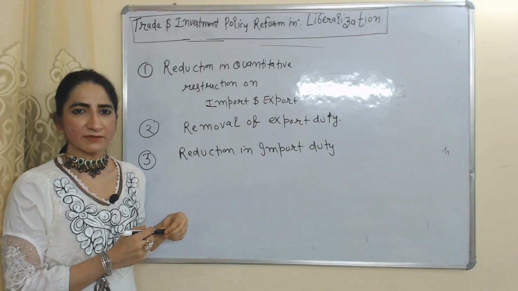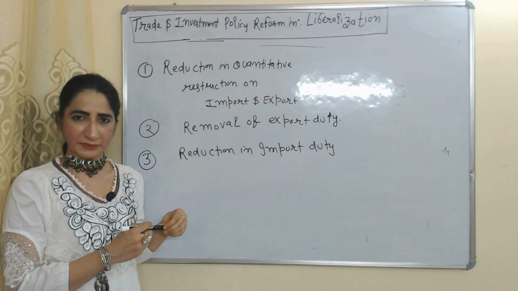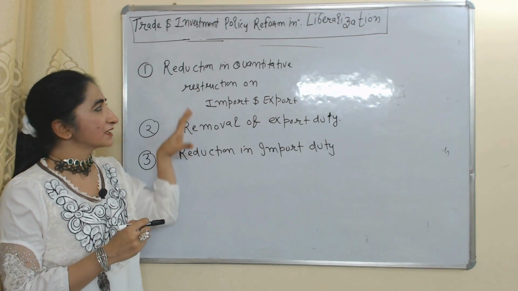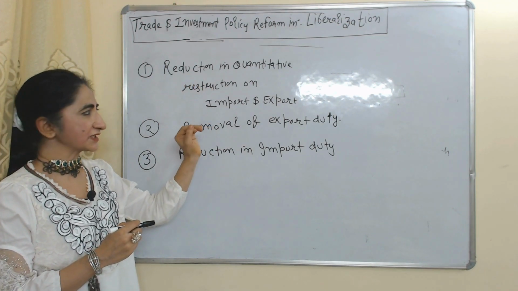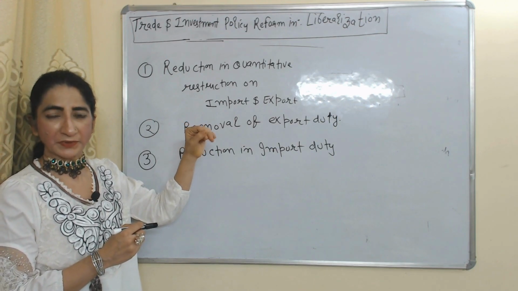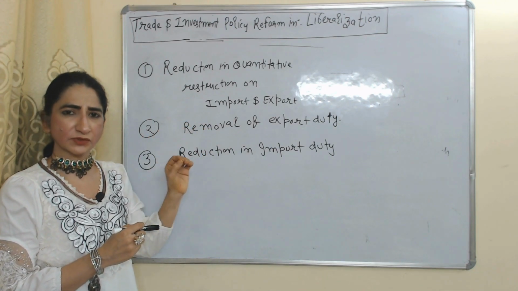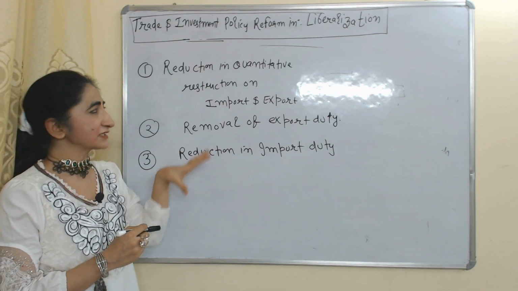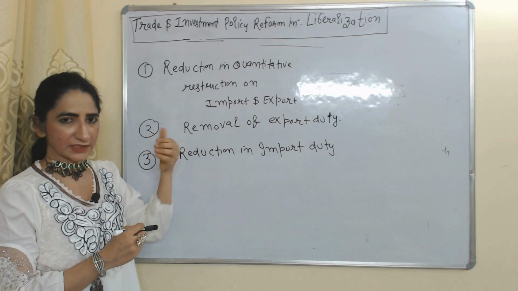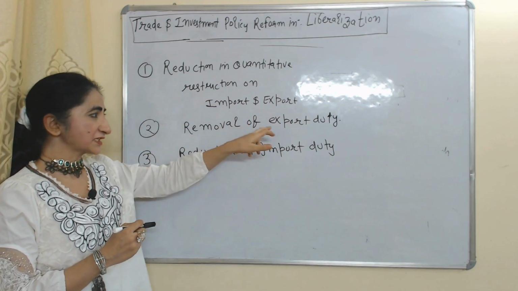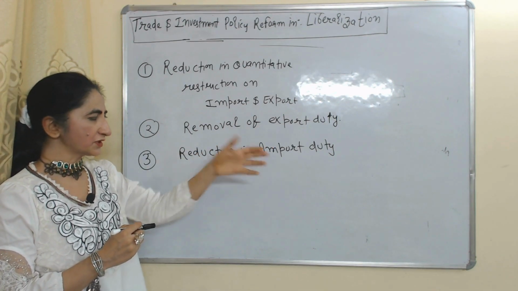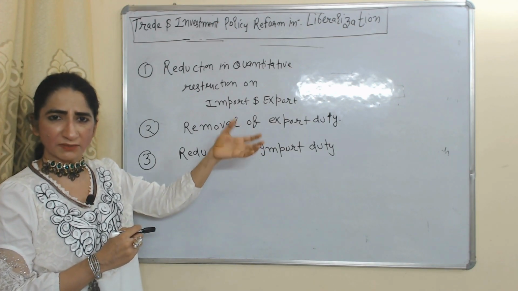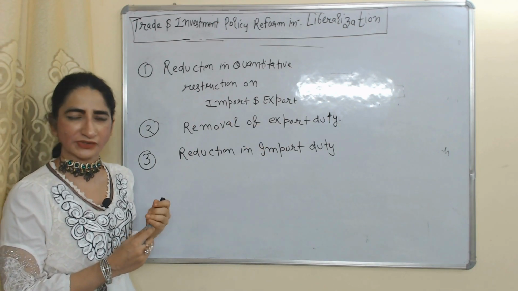Next is trade and investment policy reforms under liberalization. The first reform is reduction in quantitative restrictions on imports and exports of goods. Before liberalization, there were many restrictions on quantities of exports and imports, but during liberalization, quantitative restrictions on imports and exports were reduced. Plus, export duty was removed and import duty was reduced. Export and import duties are mainly taxes imposed on exported and imported goods.